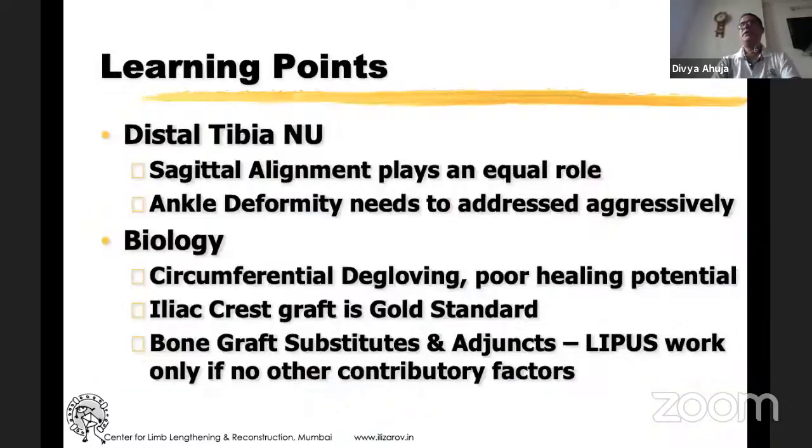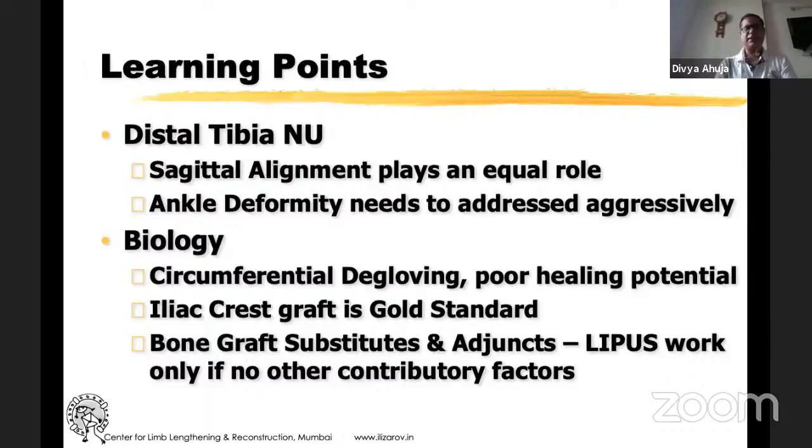So there are a lot of learning points here. In the distal tibia non-union, when we talk of alignment, in the tibia especially, we tend to say that sagittal alignment is not so important, but here the sagittal alignment was the key. So correcting that, along with any stiff ankle deformities, prevents any deforming force at the non-union.